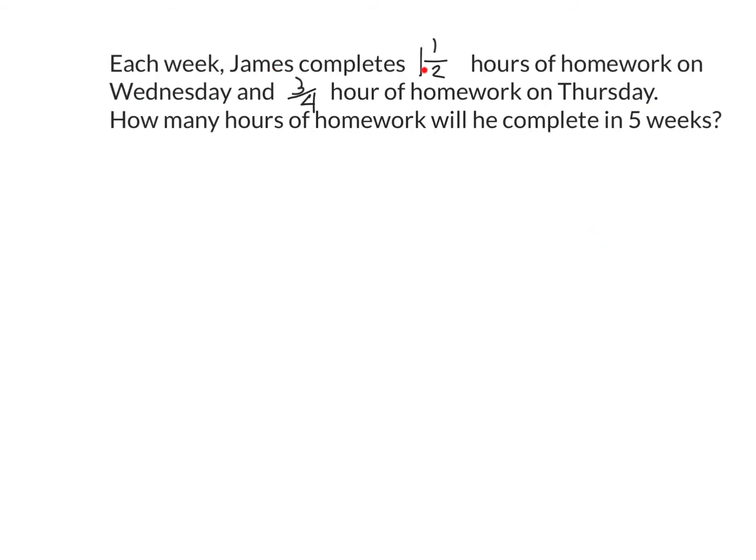So each week, James completes 1.5 hours of homework on Wednesday, and 3/4 of an hour of homework on Thursday. How many hours of homework will he complete in 5 weeks? So each week, so we're talking about just 1 week, he completes 1.5 hours plus 3/4 of an hour of homework. So we're going to add these two. So remember, when we're dealing with mixed numbers and operations involving mixed numbers, we convert it to an improper fraction. So 1.5 is 3/2. 1 times 2 is 2, plus 1 is 3.